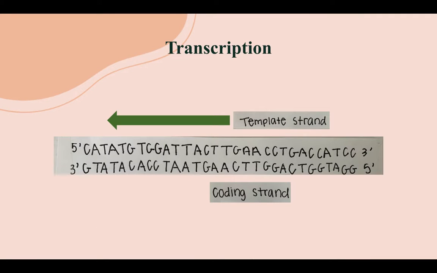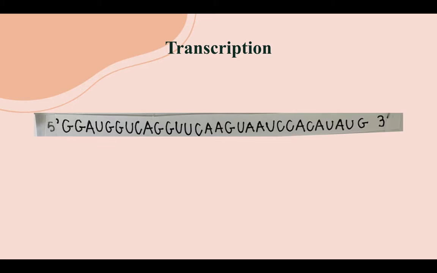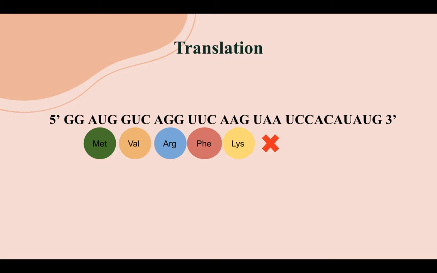Here is our given DNA sequence. The top strand will be our template strand and transcription will take place from right to left. And here is our resulting mRNA product from transcription. When the mRNA is translated, we get the 5 amino acid sequence shown below.